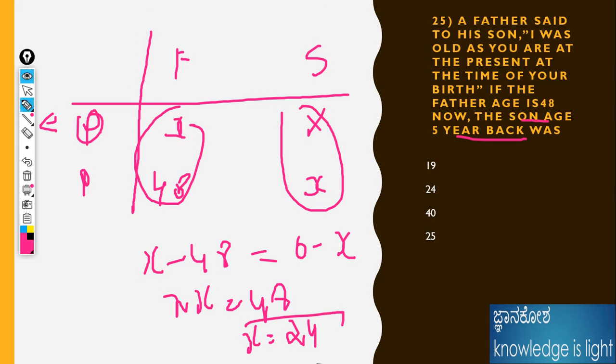So x is equal to 24. The question is asking the son's age 5 years back. 5 years back means 24 minus 5, that is 19 years. Okay, 19 years is the answer for this question.